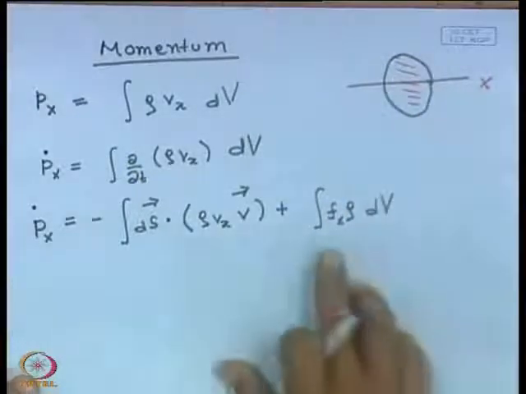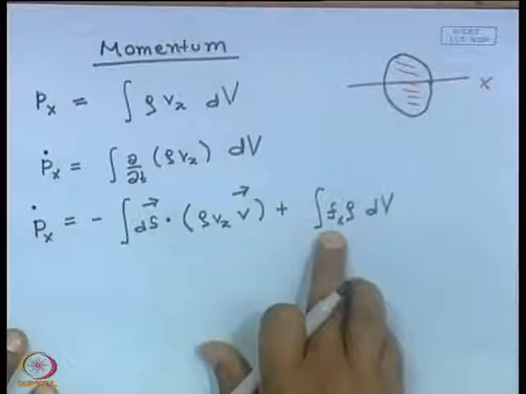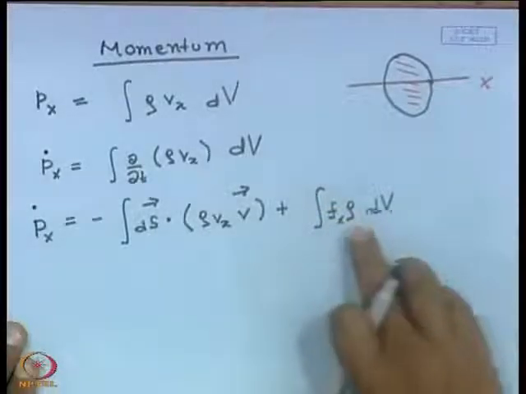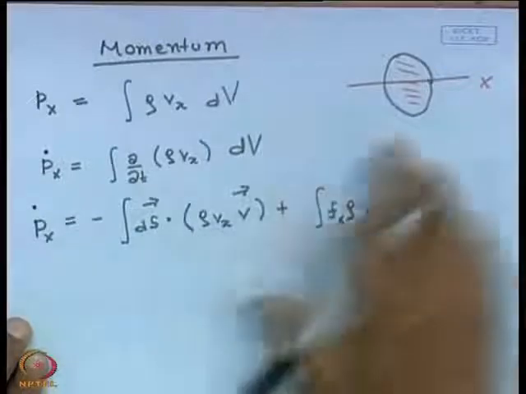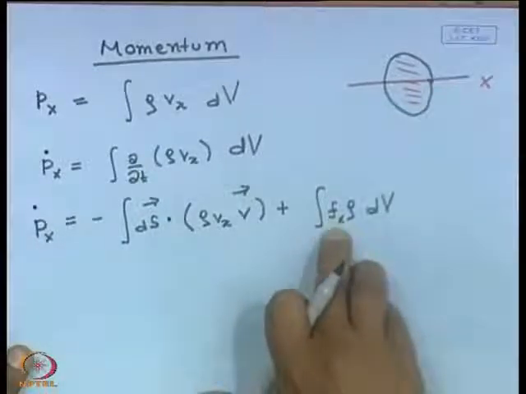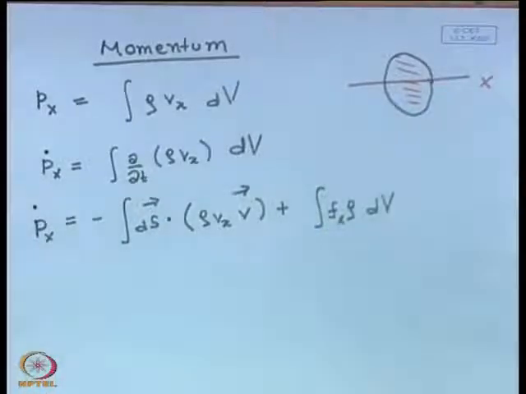And so, this is the force per unit mass, this is the mass per unit volume. So, this gives me the force per unit volume. I integrate over the entire volume, I will get the total force acting on this fluid. Okay. And I am only interested in the x component, so I have taken Fx. That is the next term.